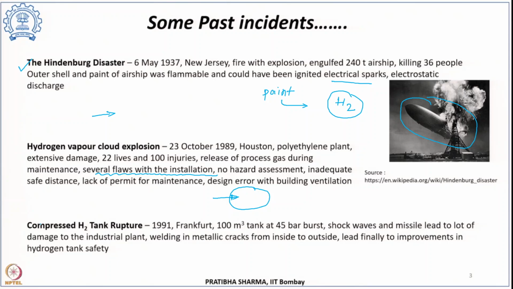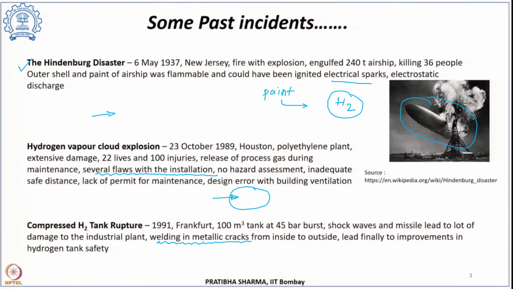Next one was the compressed hydrogen tank rupture. This was due to material failure. There was a welding joint. The failure was due to hydrogen embrittlement.